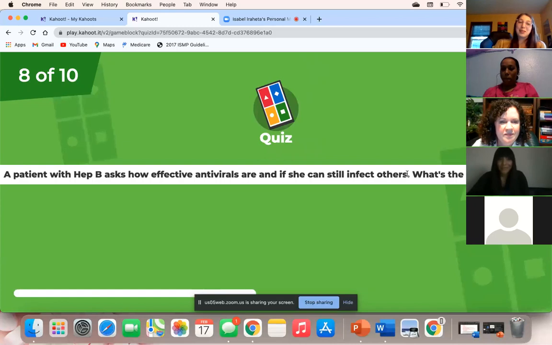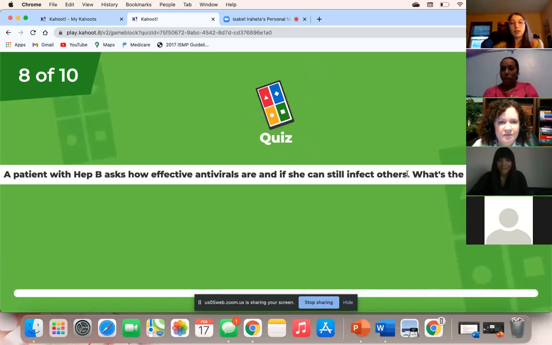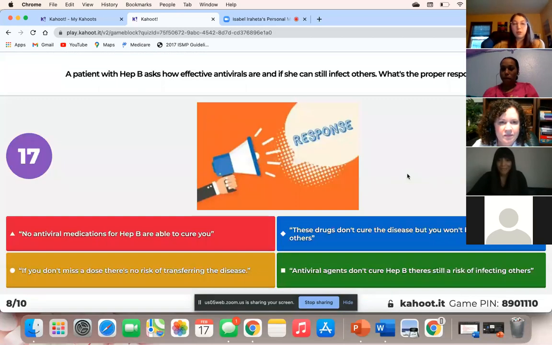A patient with hepatitis B asked how effective antivirals are and if she can still infect others. What is the proper response?